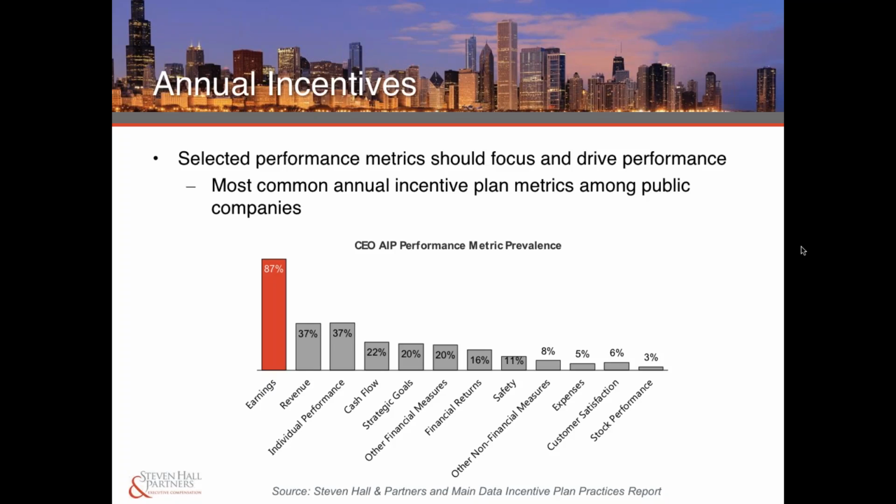When we look at the different metrics that companies have been selecting, earnings is by far the most prevalent. The study that this is referencing looked at almost 900 companies with revenues between $1 and $5 billion. And we find that over 87% of companies are using some form of earnings. This can be operating income, your different EBITs, EBITDAs, EPS, earnings per share. And after that, prevalence drops pretty quickly for things like revenue.